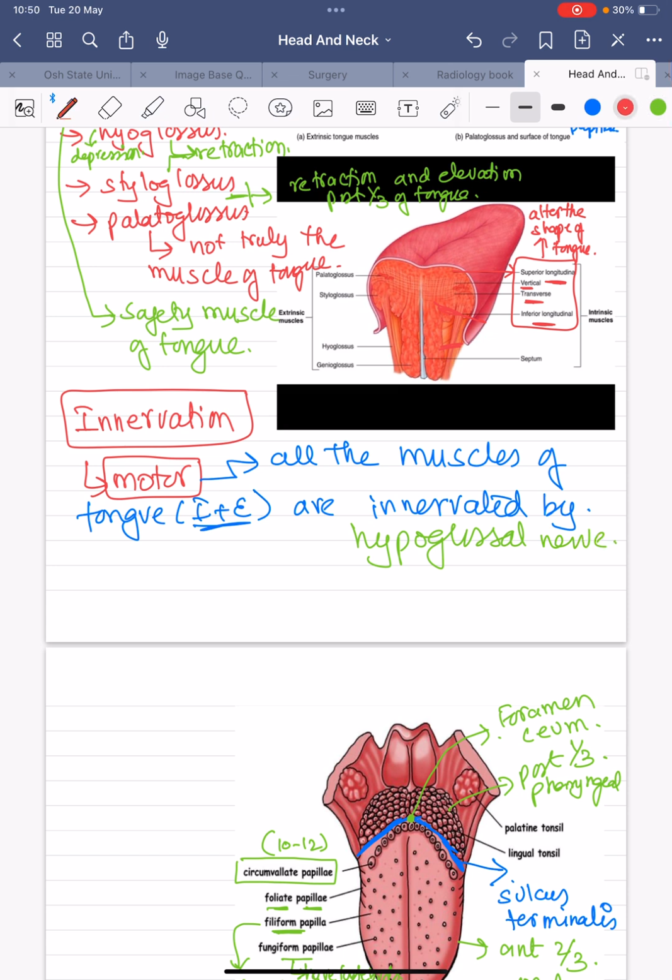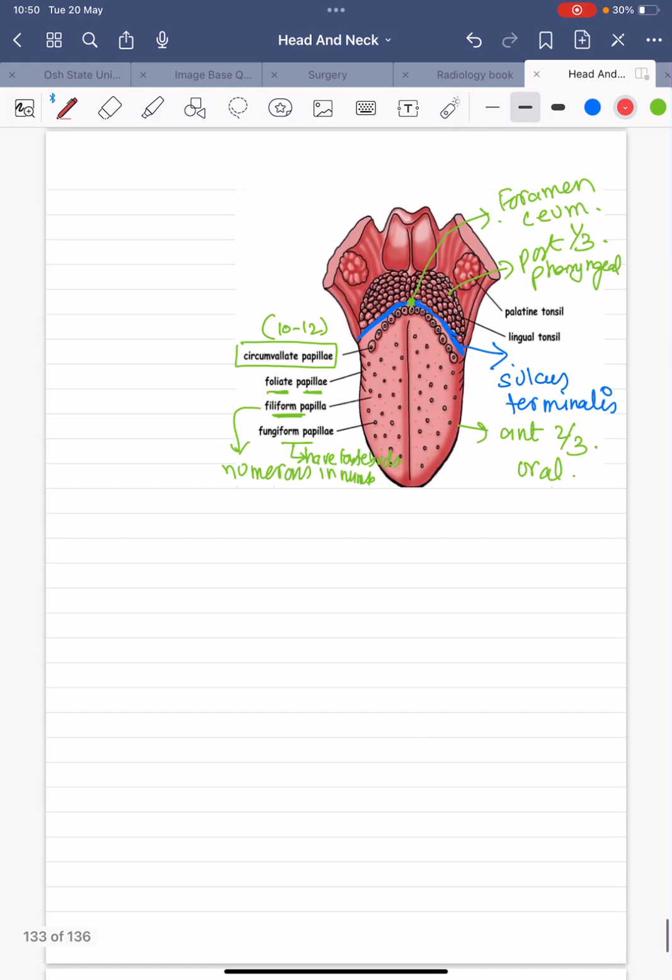Except one muscle. So this is your MCQ. Except which? What is that muscle? That is the palatoglossus muscle. Hypoglossal is your 12th cranial nerve. Palatoglossus, please remember, is innervated by your 10th cranial nerve. So the 10th cranial nerve innervates the palatoglossus muscle.